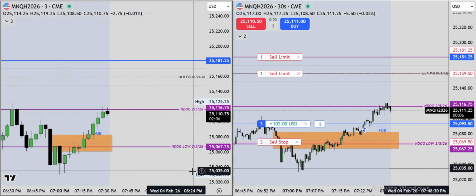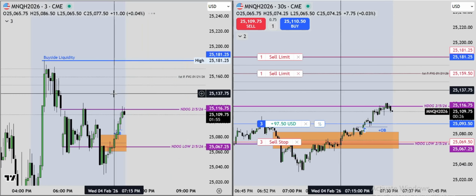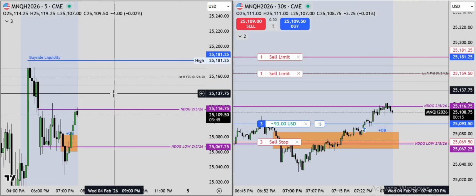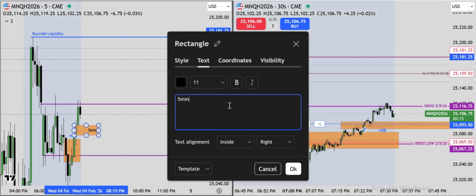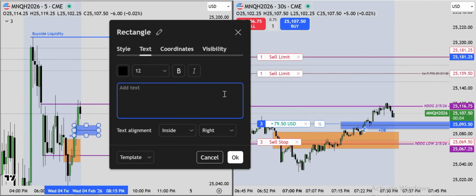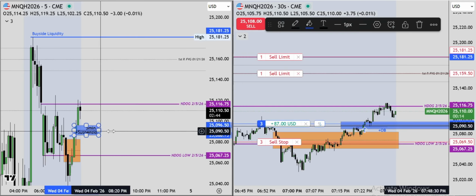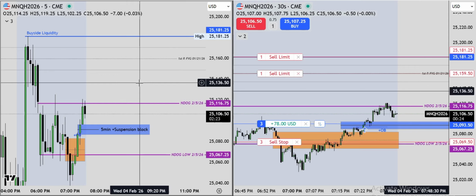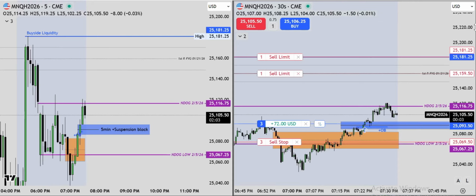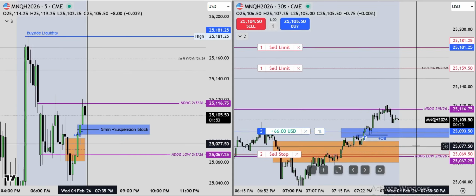So I have a partial at that 15-minute high and a partial at the consequent encroachment of an old first presented fair value gap. Right here I'm annotating a 5-minute bullish suspension block that I want price to respect. Right now we're trading inside the new day opening gap, so I'm looking for price to close above the new day opening gap high.